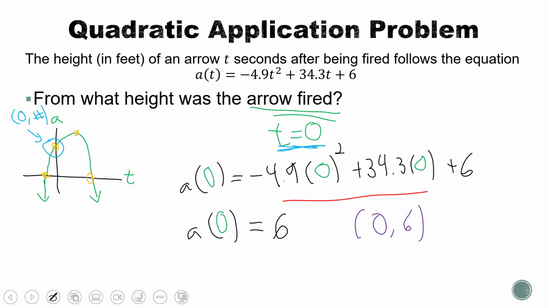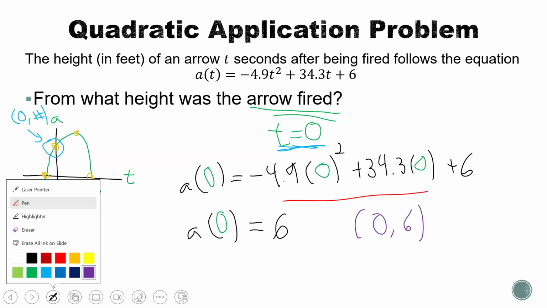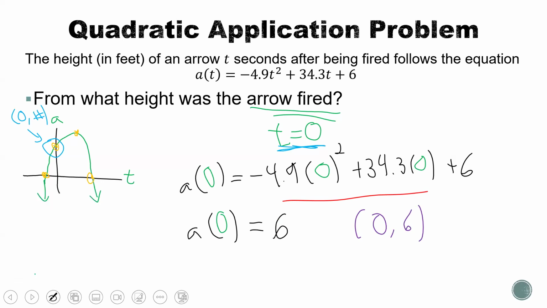Thinking about what the input and output values represent in this problem, the inputs represent time and the outputs represent altitude. So this is telling us that at time 0, the altitude is 6 feet. Since 6 feet is a height, that will be our height when the arrow is fired: 6 feet.